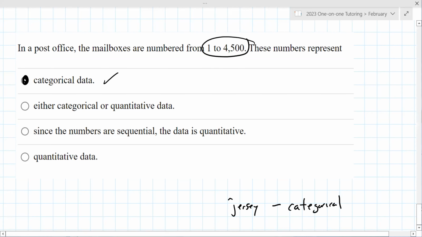So the quantitative part is deceptive because they are numbers, but I think the jerseys maybe is the better example, where you recognize that they're just identifiers of a player. Okay, that makes sense. Okay. Number 10.